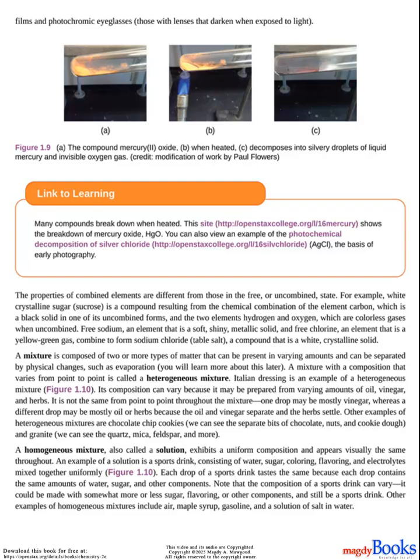Figure 1.9. A. The compound mercury oxide. B. When heated, C. it decomposes into silvery droplets of liquid mercury and invisible oxygen gas. Credit: Modification of work by Paul Flowers.